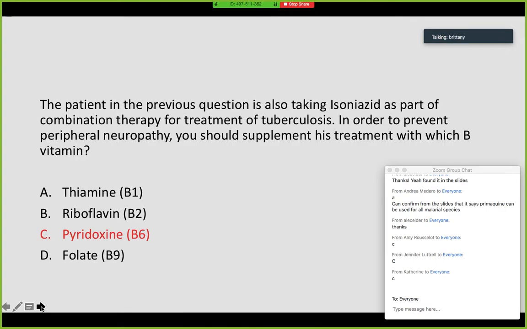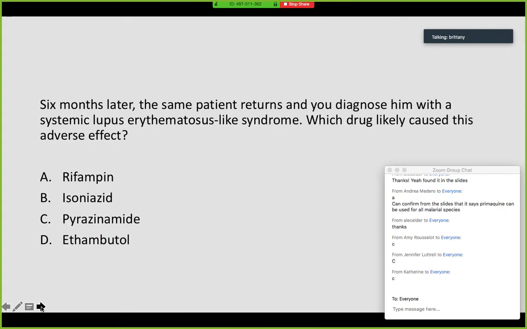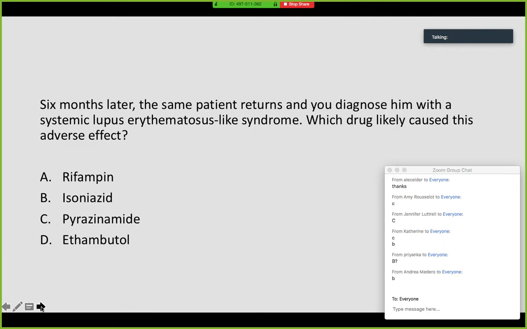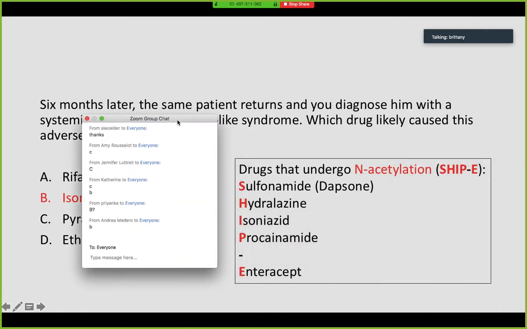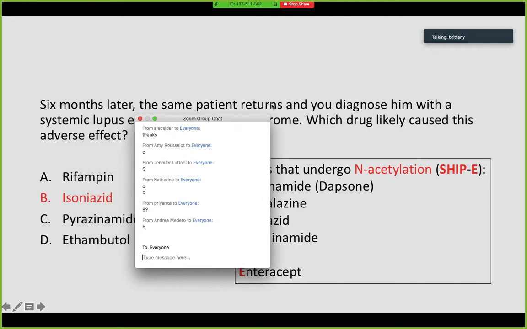vitamin B6. Next, 6 months later, the same patient returns and you diagnose him with a SLE-like syndrome. Which drug likely caused this adverse effect? Right, isoniazid. So here's your SHIP, or you're eventually going to learn SHIP-E mnemonic.